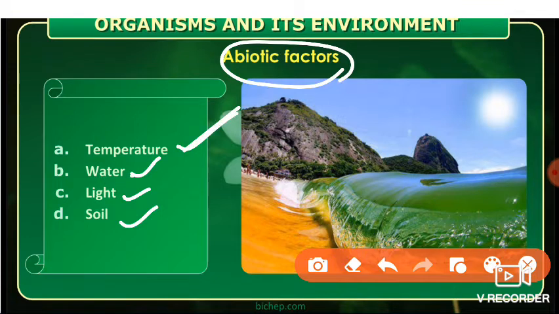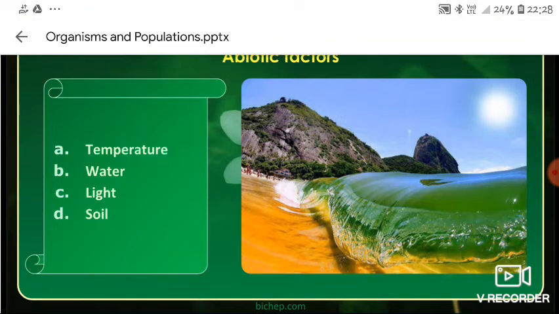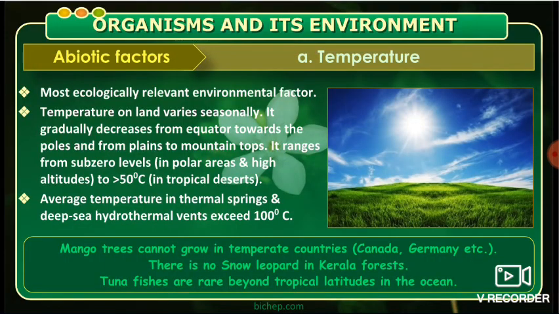Already temperature and water are completed, students, and now we have to start with light and soil. Before that, I will just recall your memory about temperature and the next one, water. Here, students, temperature is a very important abiotic factor that we have.